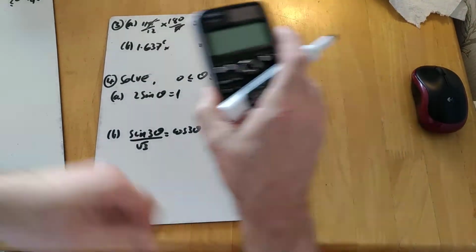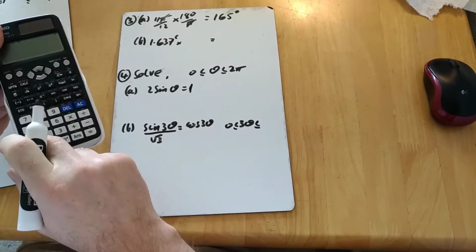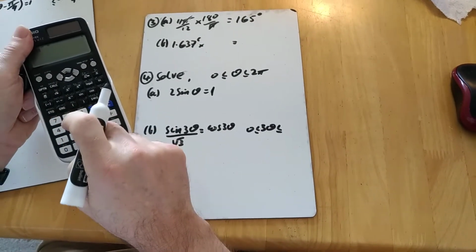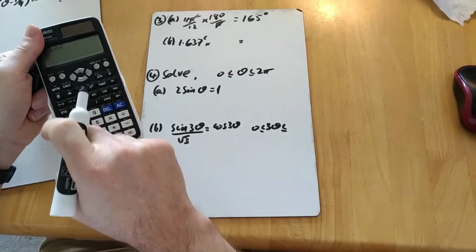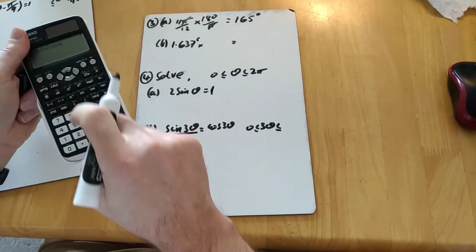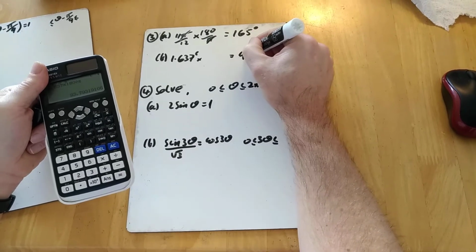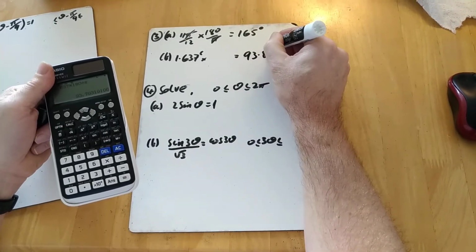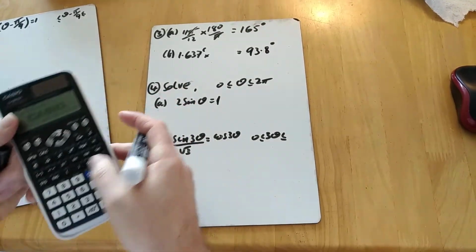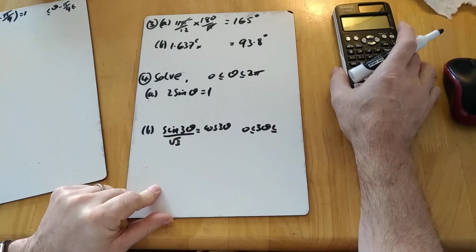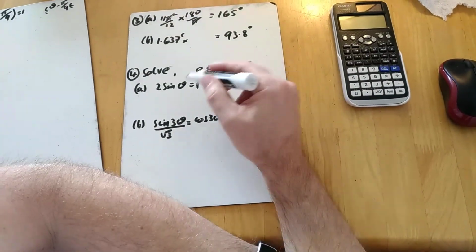Nice and straightforward. If it's a decimal, 1.637 times by 180 divided by pi equals 93.79, 93.8 degrees. If I'm solving equations, I need to consider my range.